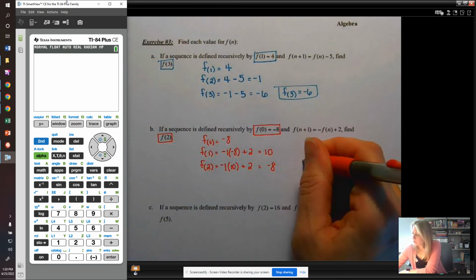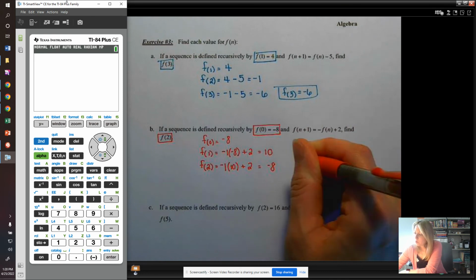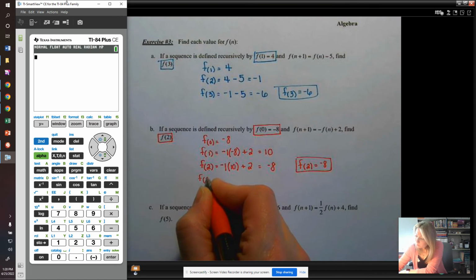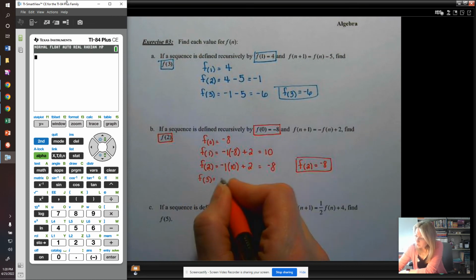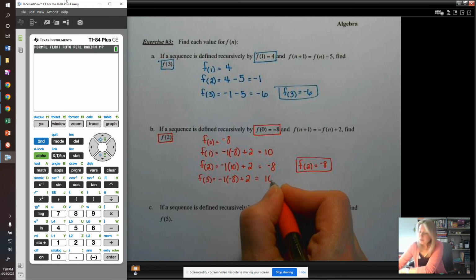I know that I was only asked for f of 2, and I have the correct answer, but I want to kind of show you something. What if I did have to go to f of 3? I take the previous answer, multiply it by -1, and then add 2. +8 plus 2, I'm in a loop.